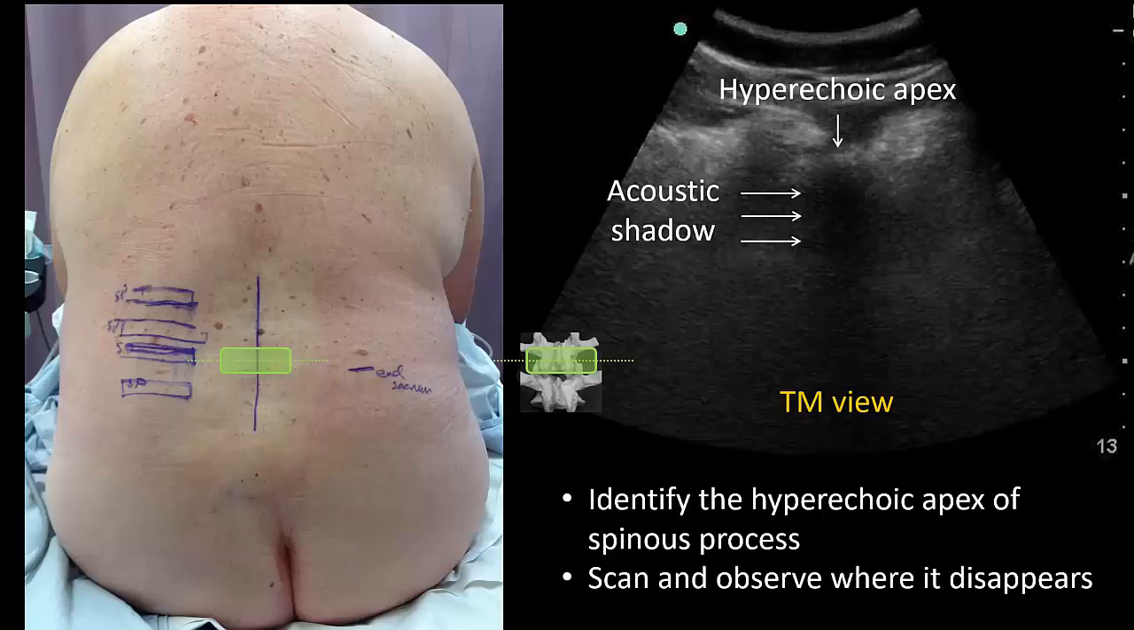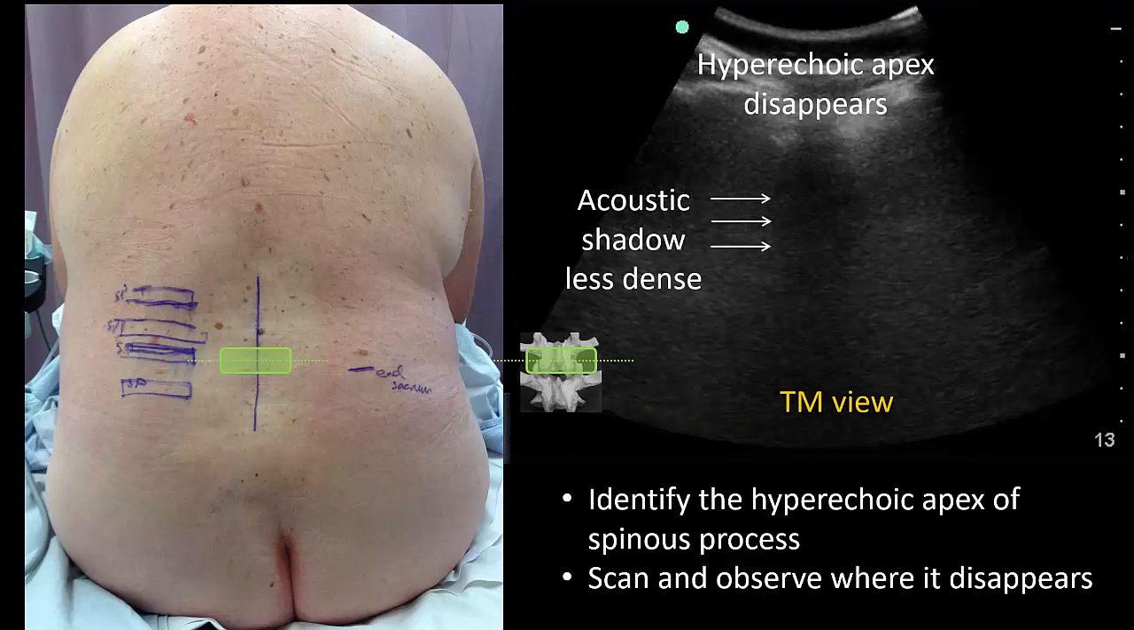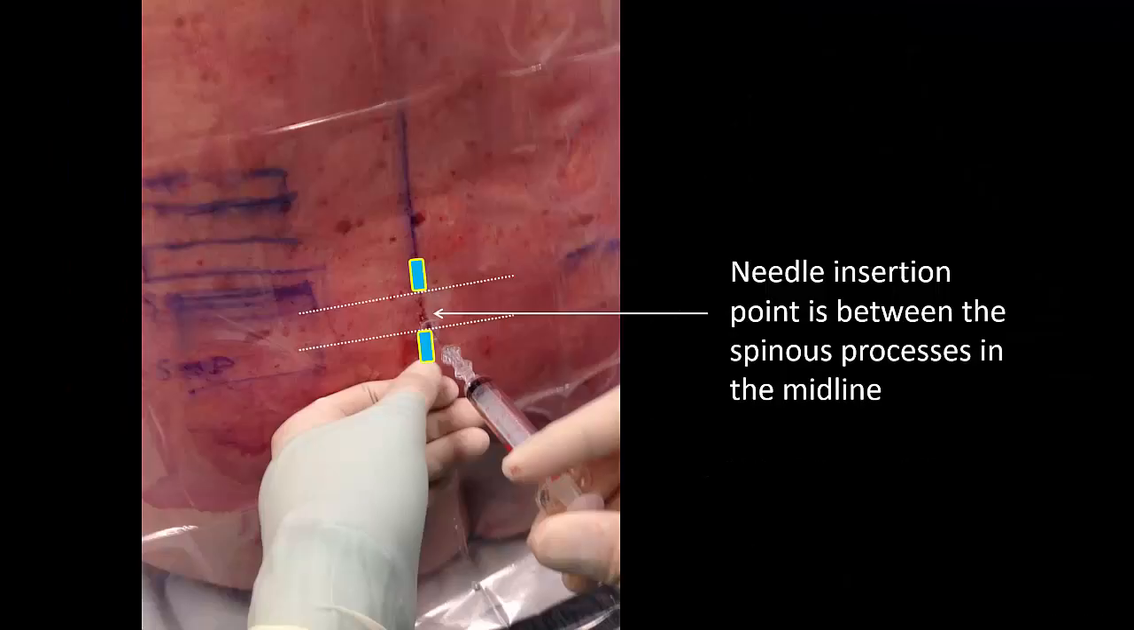The tip of the spinous process is actually an elongated structure about 1 to 2 centimeters in length. This technique can therefore be refined further by scanning cranially and caudally to see where the hyperechoic apex and acoustic shadow disappears. This allows us to mark a rectangle rather than a line that indicates the location of the spinous processes. As before, an appropriate needle insertion point is between the spinous processes in the midline.